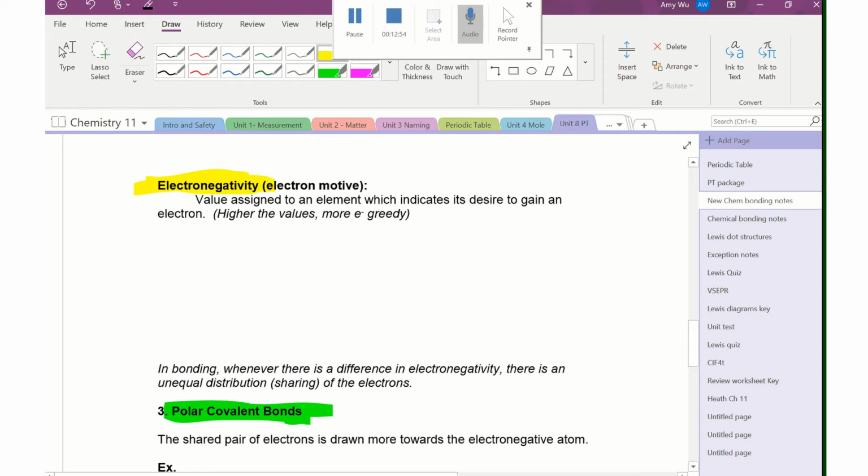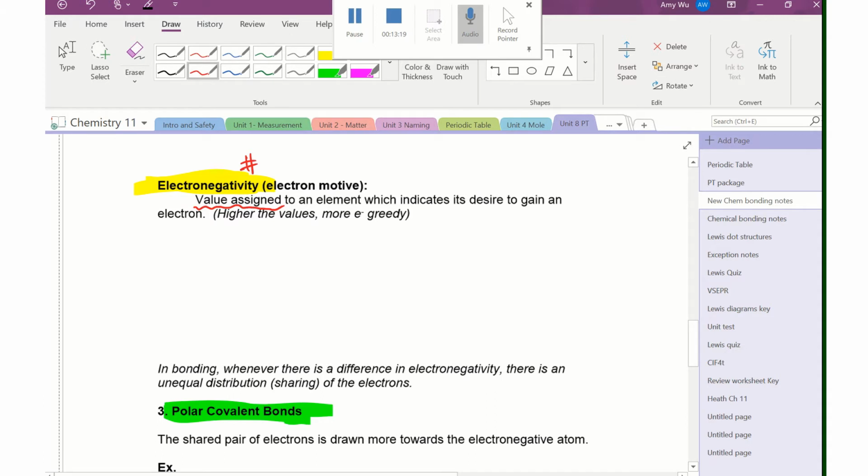So it's called electronegativity. So what exactly is electronegativity? It's a number, okay? Basically it's just a number, a value assigned to each element, and it will give you the sense of how much desire they have to gain an electron, okay?